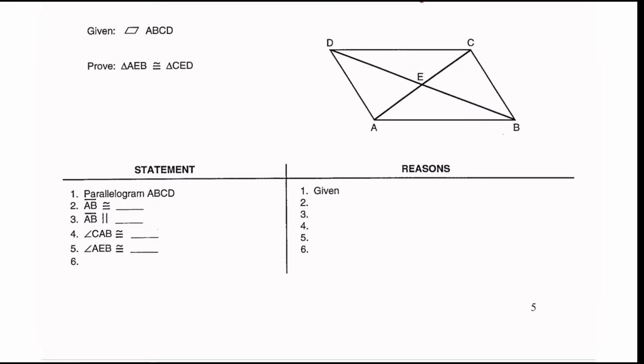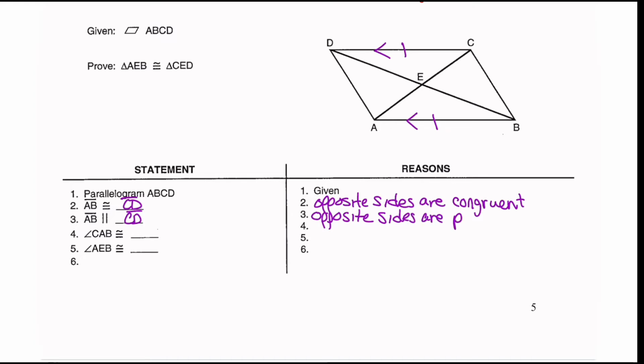Let's try another one. Parallelogram ABCD is given. That means that AB is congruent to CD because opposite sides are congruent. I know that AB is parallel to the same one, CD, because opposite sides are parallel in a parallelogram.